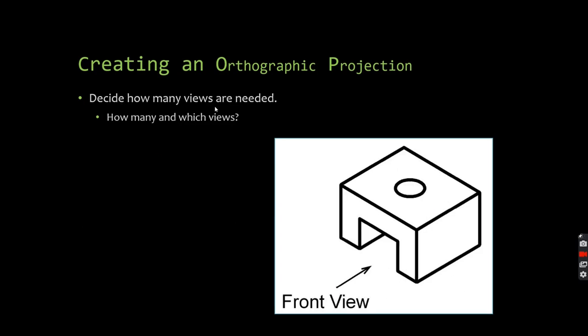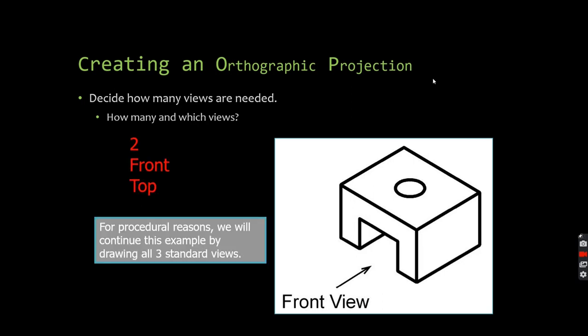Okay, we decide how many views we need to have. How many do you think we should have, and what views? Okay, we need two. We need the front and the top. We will continue this example by showing all three standard views.